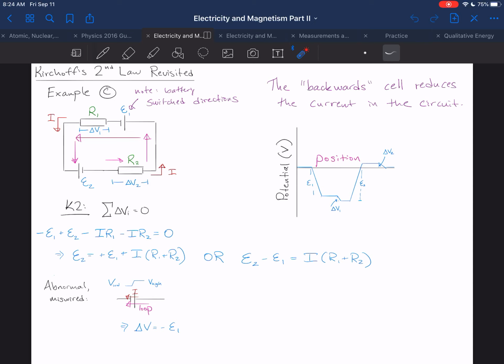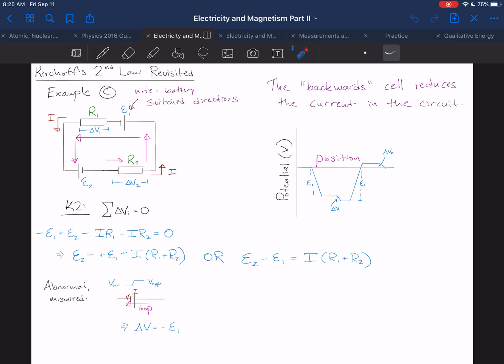So we pick our pink loop direction as before, except now, instead of positive EMF1, we have negative EMF1, because now we're dropping through the potential difference across that first battery. So we go negative EMF1 plus EMF2. Notice it doesn't matter what order I do this in. Negative EMF1 plus EMF2, because our current as drawn is going in this direction. Then we keep track of delta V1 and delta V2. So we've drawn the current this way, which means that this is minus IR1 minus IR2 equals 0.